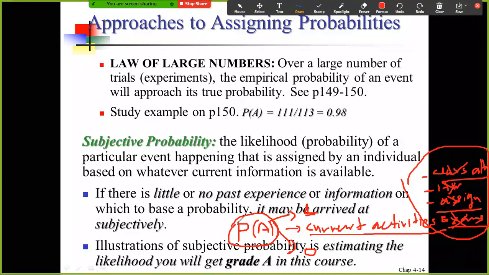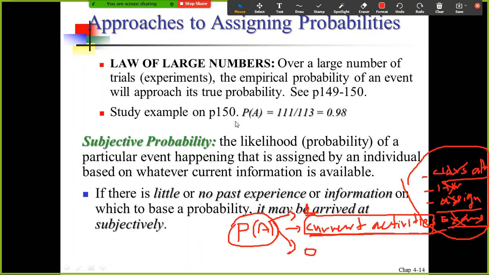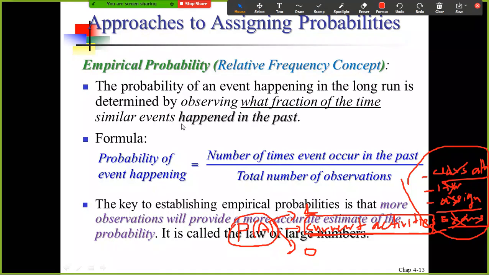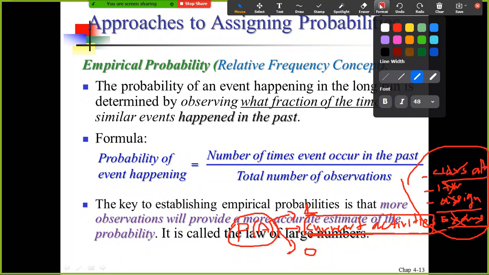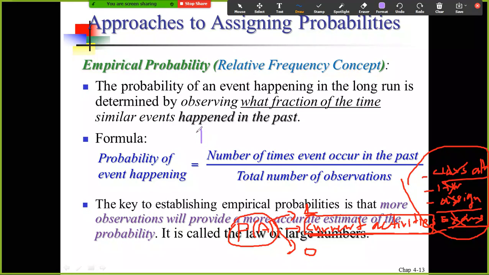So the probability that you will get grade A in this course depends on your current activity for this course, not based on experience. However, if we go back to empirical probability, maybe we assign the probability of you getting an A depending on your experience. It depends on past experience.